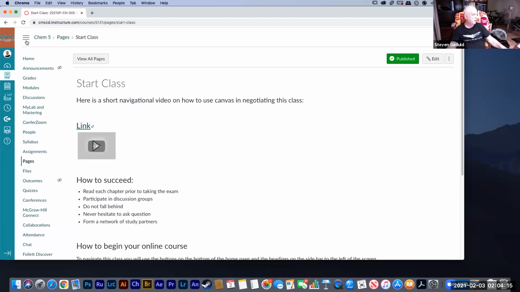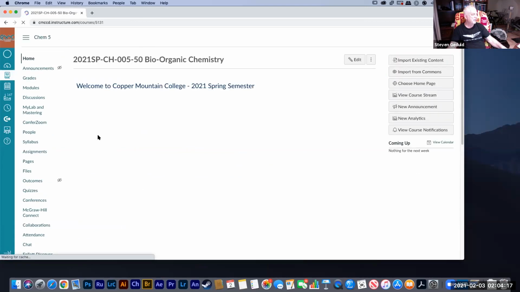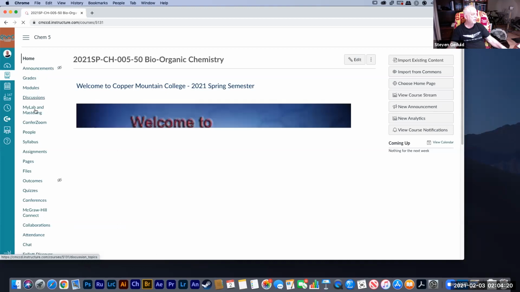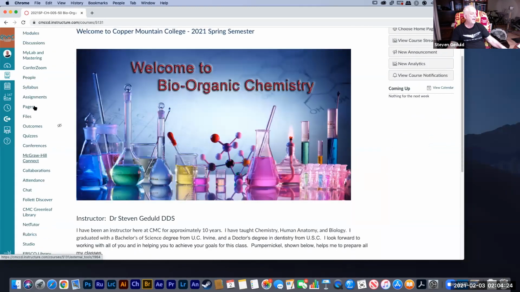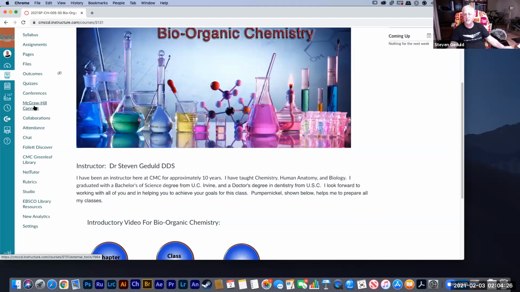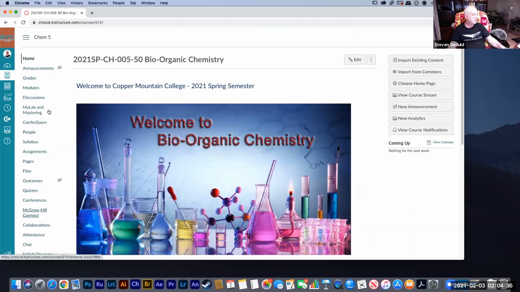But all you do, from the home page, if you look on the left side of the screen, you'll see McGraw-Hill Connect right there on the left side. Just click on that and follow the directions to get your Connect access. Go through Canvas. That way it logs into the right course, and that way it comes right back to me so I can see all the grades and all things you've accomplished.